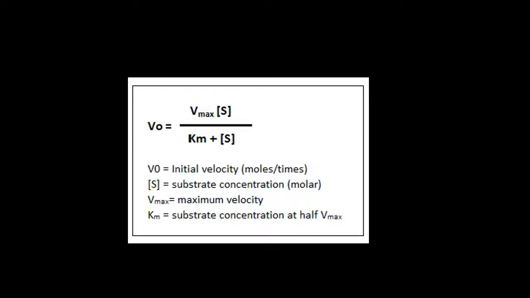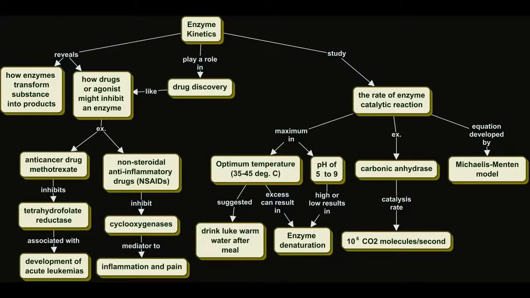An example of the rate of an enzyme catalytic reaction is given by carbonic anhydrase. This carbonic anhydrase catalysis rate is equal to 10 raised to the power of 6 of these carbon dioxide molecules every second. This is also according to the Michaelis-Menten model.